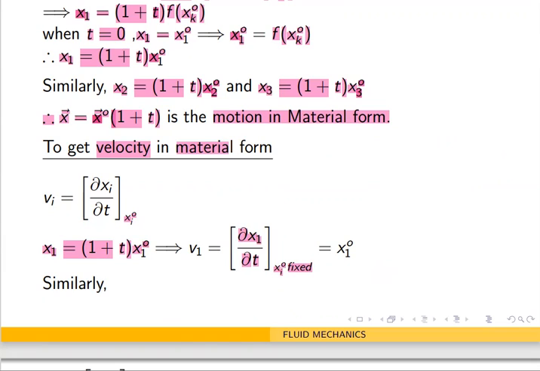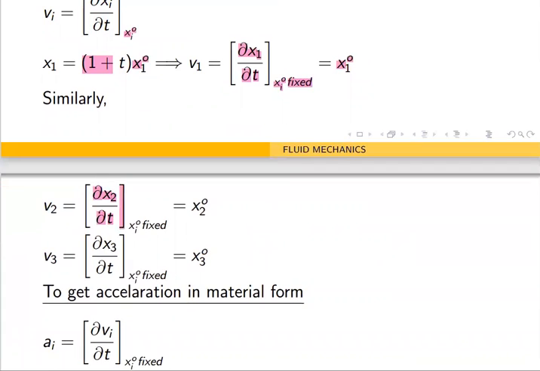What is the only naught here? It is x1 naught, so this is fixed here. Fixed means it's a constant. So x1 naught stays as it is, and the differentiation of 1 plus t is nothing but 1. So it is nothing but x1 naught. V1 is x1 naught.